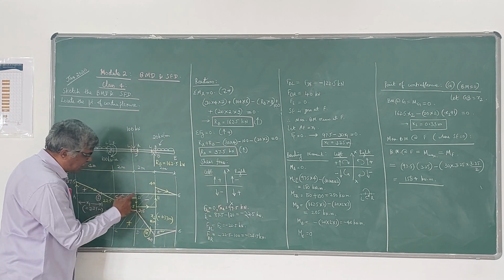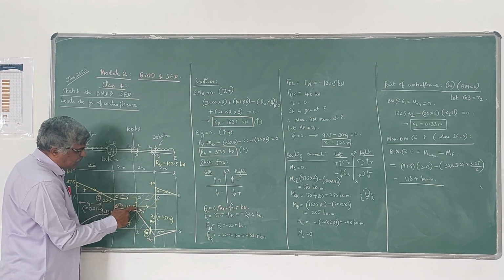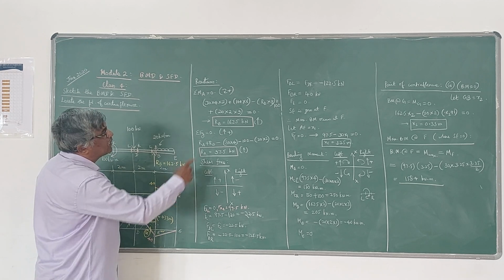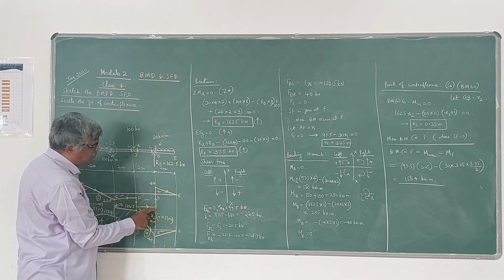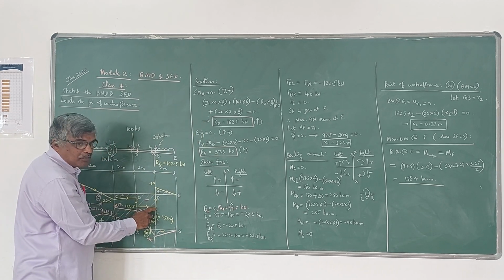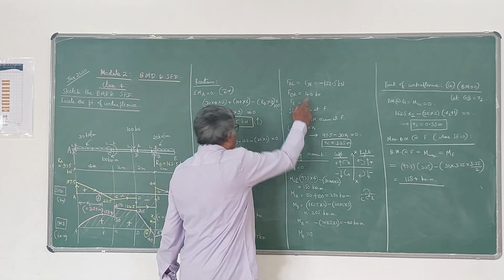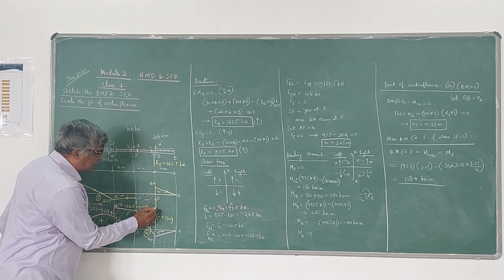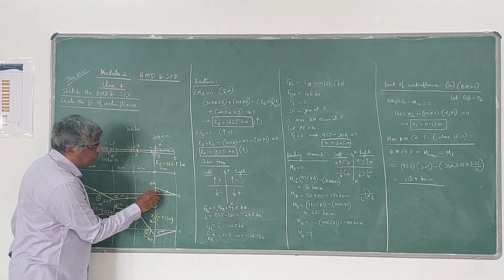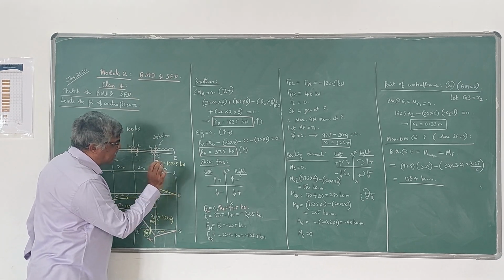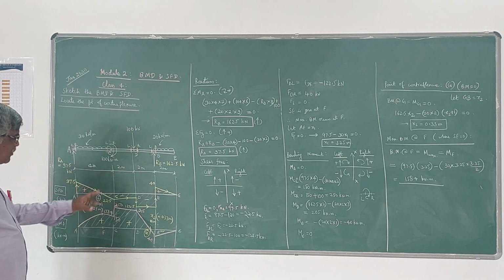That means you have to come down by another 100 here. So minus 122.5. Then at the left of B it is same, minus 122.5. Right of B it becomes, see here, 40. So I have to move from here to here for 40 positive. Then at E it is 0. So this is the shear force diagram.